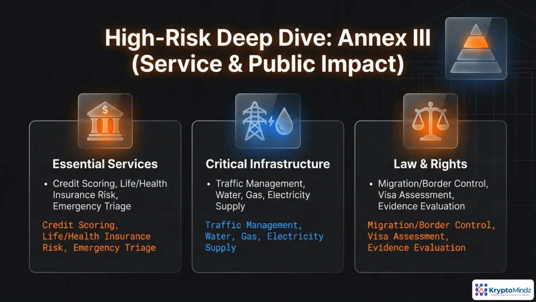Most commercially relevant high-risk systems are listed in Annex 3. As a rule of thumb, if your AI influences access to money, essential utilities, or legal status, assume it's high risk until proven otherwise. That means stricter controls, more documentation, robust human oversight, and usually a slower go-to-market. In return, you gain higher trust, stronger defensibility, and closer regulatory scrutiny.